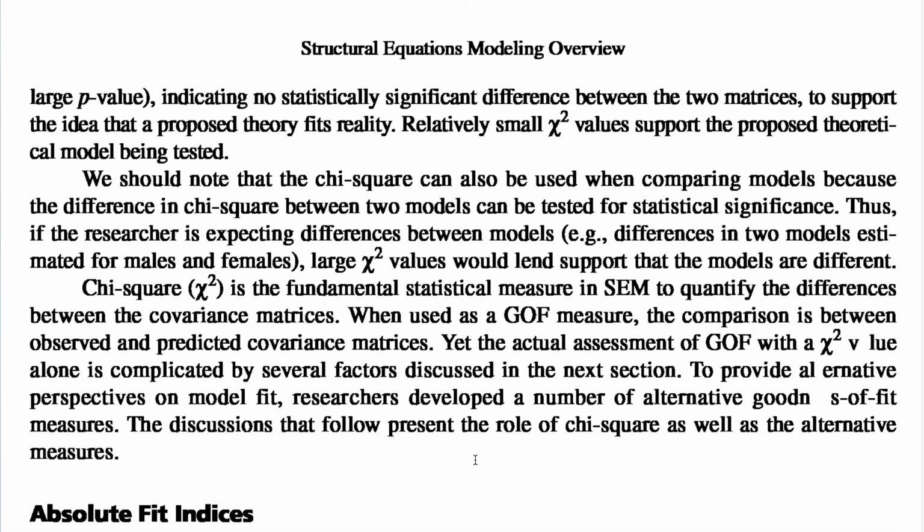Chi-square is the fundamental statistical measurement in structural equation modeling to quantify the differences between the covariance matrices when used as a goodness of fit measurement. It measures the difference between the observed and predicted covariance matrices. Yet the actual assessment of goodness of fit with the chi-square value comes along with complications caused by several factors discussed in the next section. To provide an alternative representation of model fit, researchers developed a number of alternative goodness of fit measurements. The discussion that follows presents the role of chi-square as well as the alternative measurements.